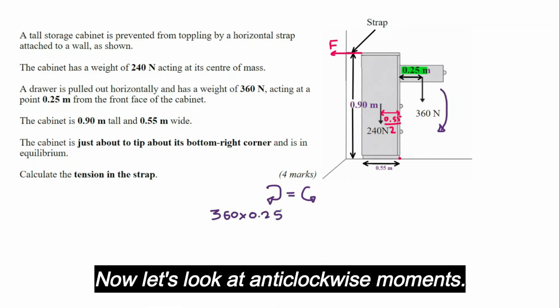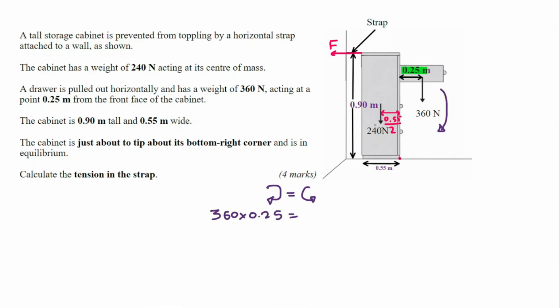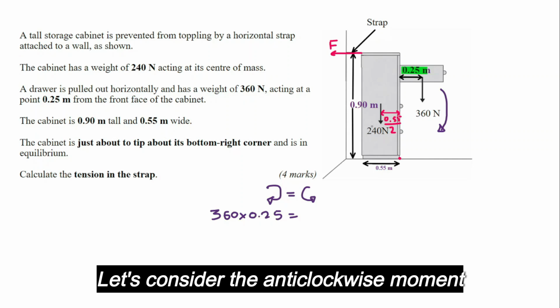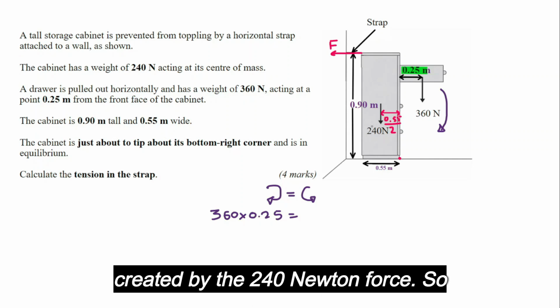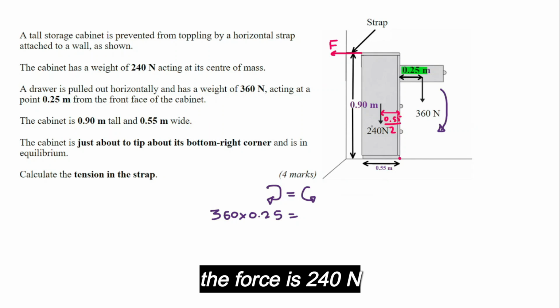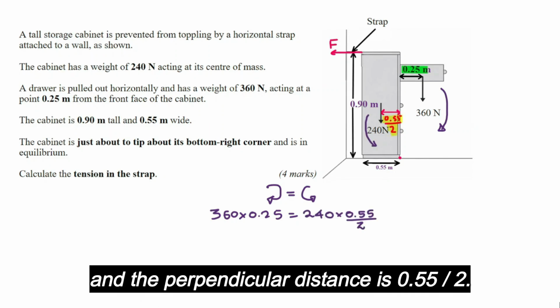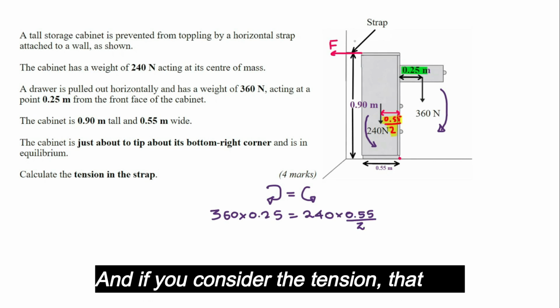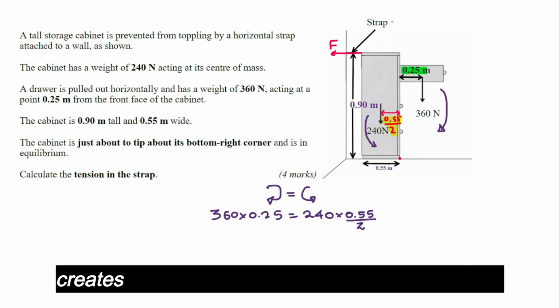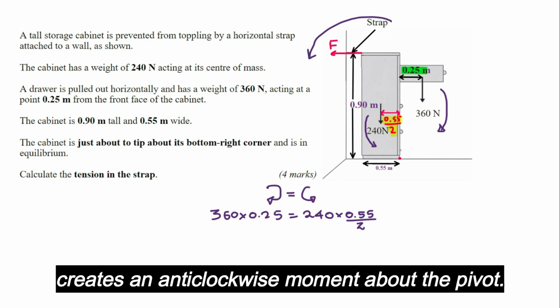Now let's look at anti-clockwise moments. There are two. Let's consider the anti-clockwise moment created by the 240 newton force. So the force is 240 and the perpendicular distance is 0.55 divided by 2. And if you consider the tension, that also creates an anti-clockwise moment about the pivot.